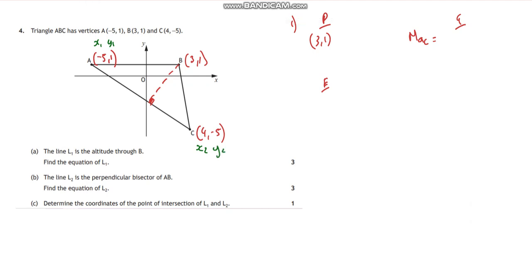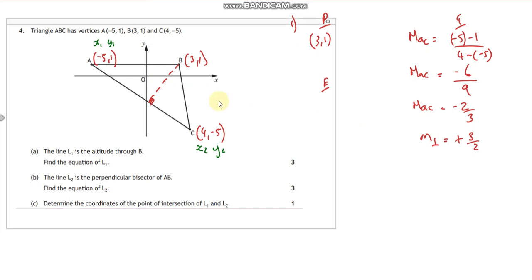So that's going to give me, let's keep it in red, -5 take away 1 divided by 4 take away -5. Let's keep that in bracket. So that's going to be -6, and 4 plus 5 would be 9. That's -2/3. And this is where having the notation nice and neat helps, because that's MAC. I don't want MAC, I want the gradient of line B. So that just helps you to remember that for the perpendicular gradient, change the sign to plus and flip it over. So just take your time, nice and neat.